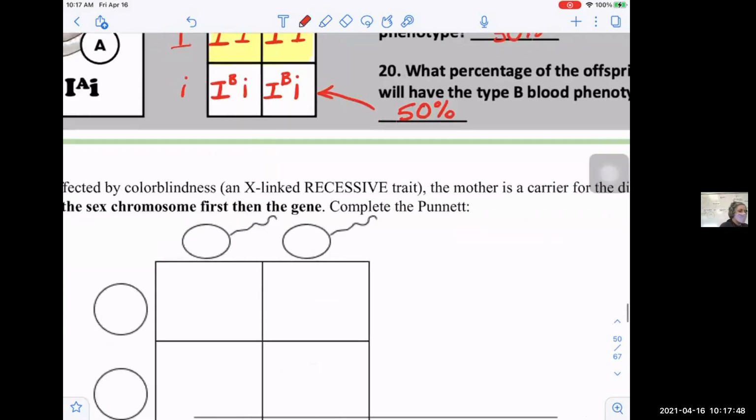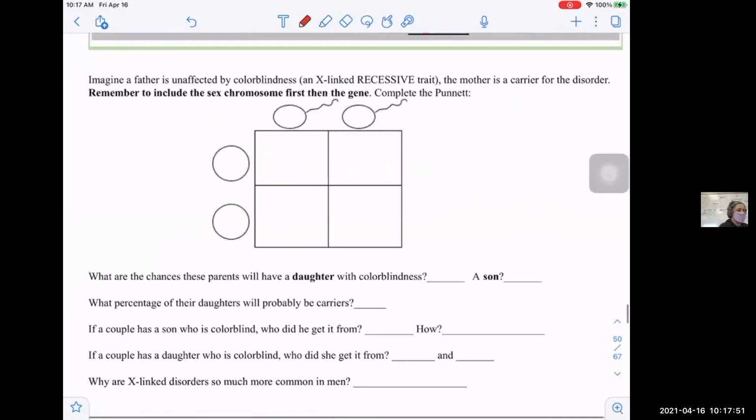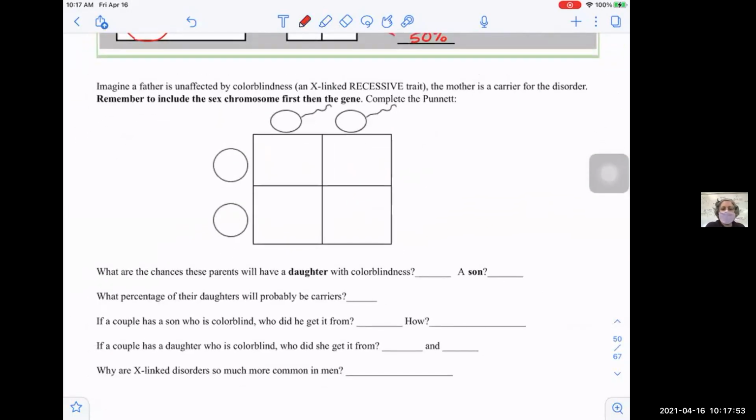All right, let's move on to our X-linked example here. That's another thing we talked about yesterday, was how X-linked recessive traits are passed on. So we're gonna imagine a father is unaffected by color blindness. And remember, color blindness is an X-linked recessive trait. So if he's unaffected by color blindness, what is his genotype? I'm going to use B's for color blindness. You can use an A if you want.